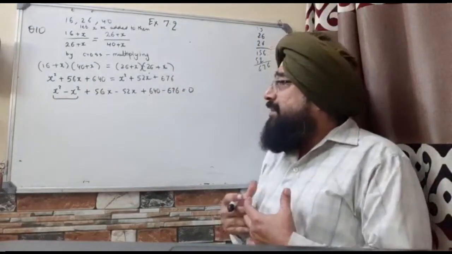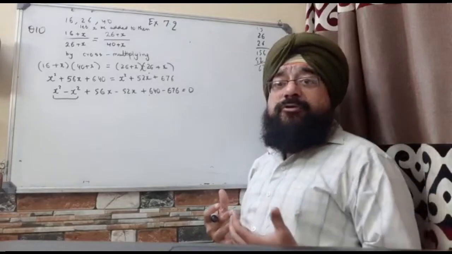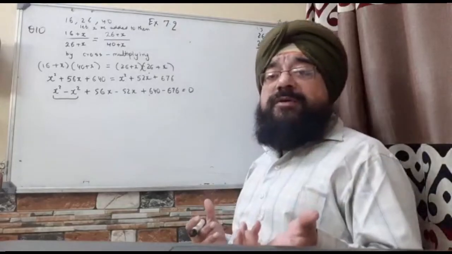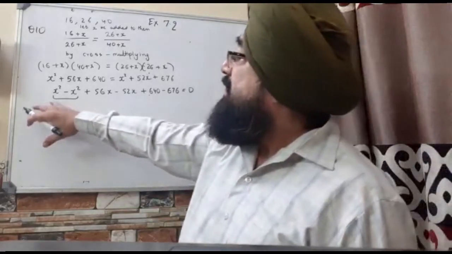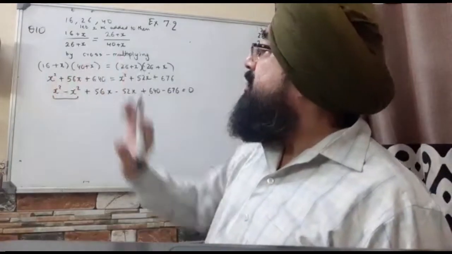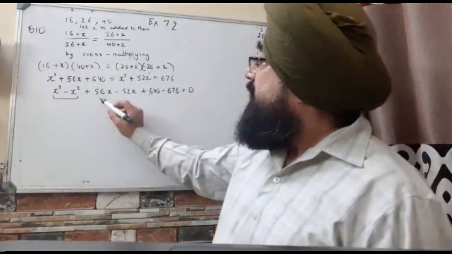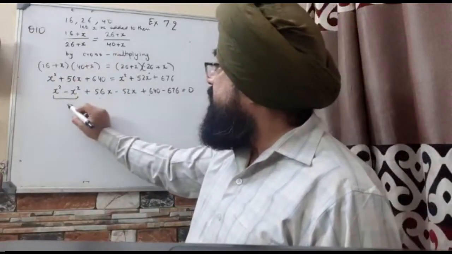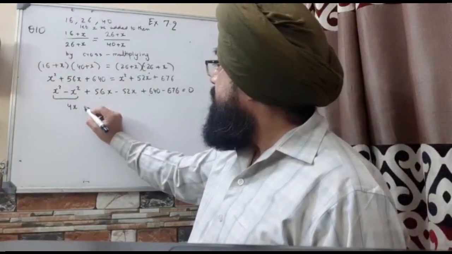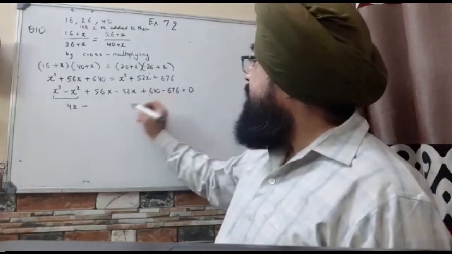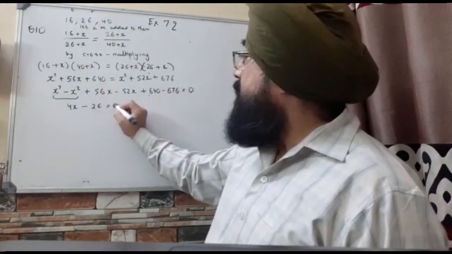I have wondered that this should become a quadratic. It appeared like it's going to become a quadratic. It ceased to become a quadratic because x square and x square vanish. So it becomes a linear equation, class 9. 56x minus 52x is 4x. Minus, you can see, 36 is equal to 0.